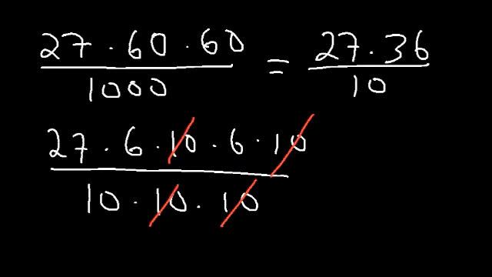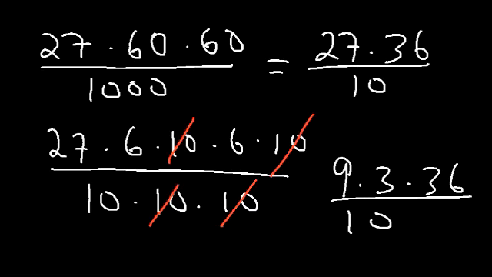So what can we do at this point? What would you do? Let's see. 27 is 9 times 3. And 3 times 36. 36 plus 36 is 72, plus another 36, that's 108. So what we really have is 9 times 108 divided by 10.